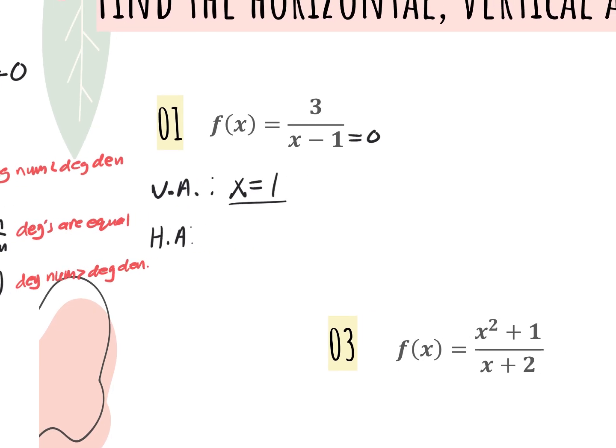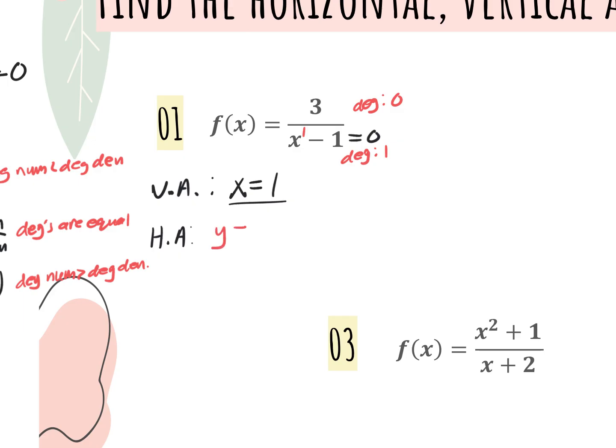All right, the degree on top, our degree is 0, right? If it's just a constant, your degree is 0. And then on the bottom, your degree is 1, right? If I just see an x, you assume that it has an exponent of 1. So in this case, the top is less than the bottom, right? 0 is less than 1.